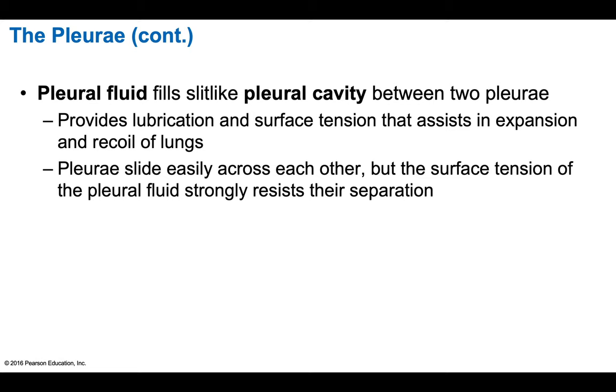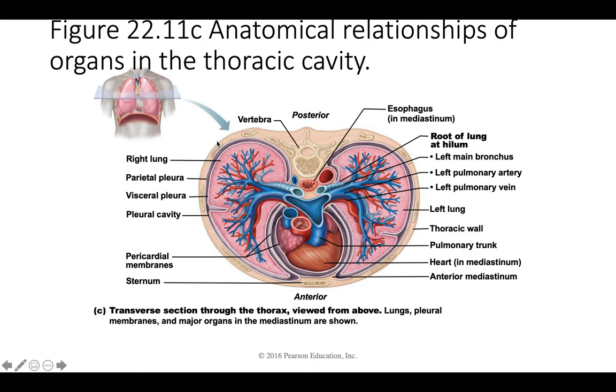In this diagram, which we looked at earlier, we're just going to revisit what I already mentioned in the previous slide. What we have over here is the parietal pleura, which is making contact with the thoracic wall. And then we have the visceral pleura, which is making contact with the lungs. And then you have this space in between, which is the pleural cavity. Within this space we have the pleural fluid. As you're breathing, the lungs are dilating and constricting. That's friction. So this fluid reduces that friction.